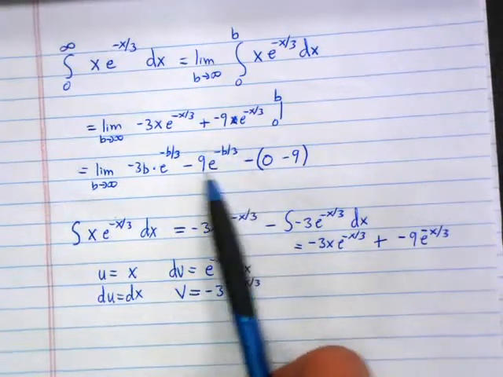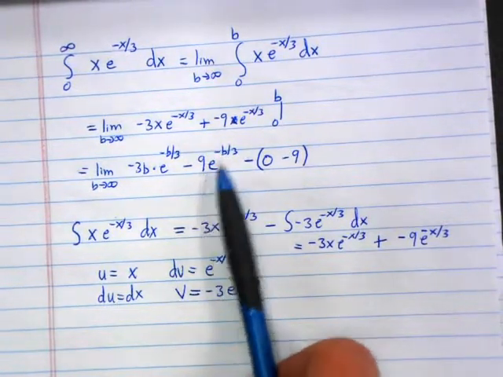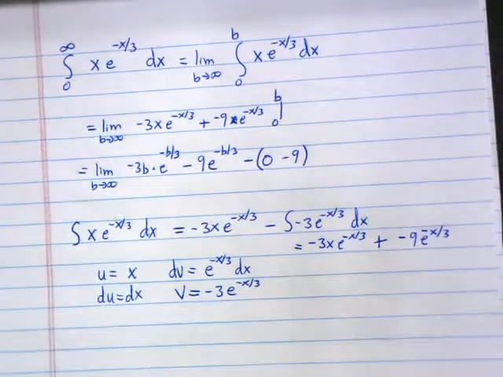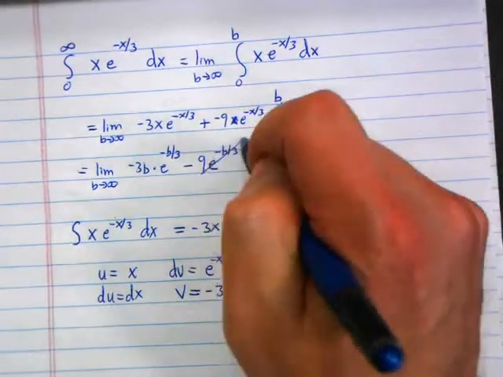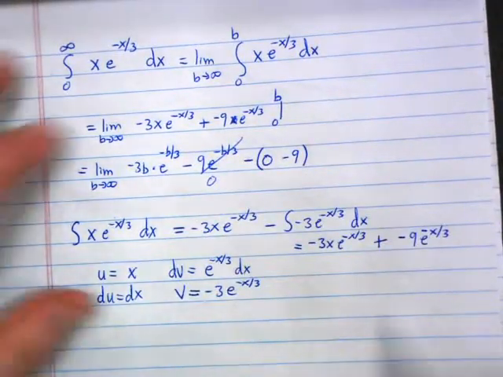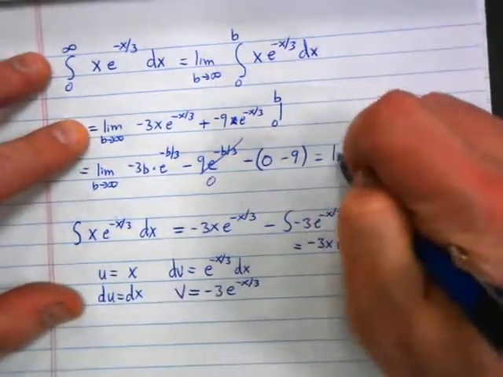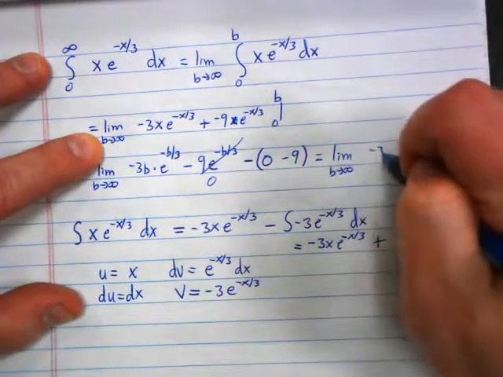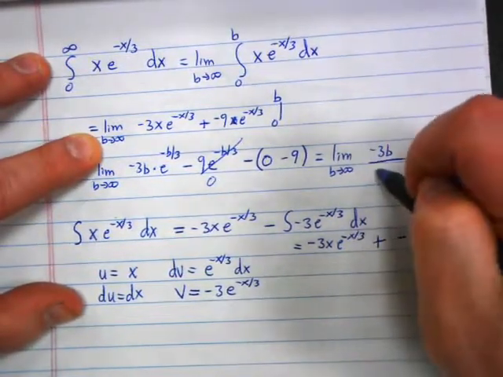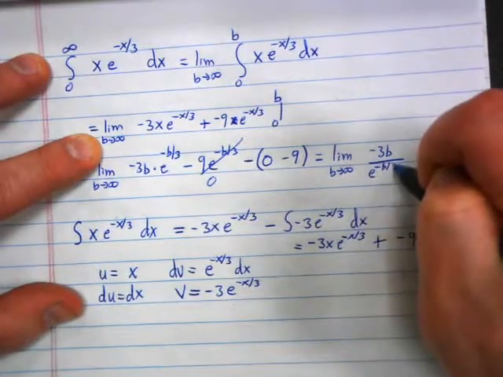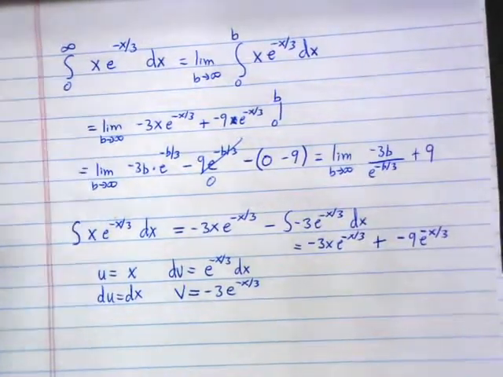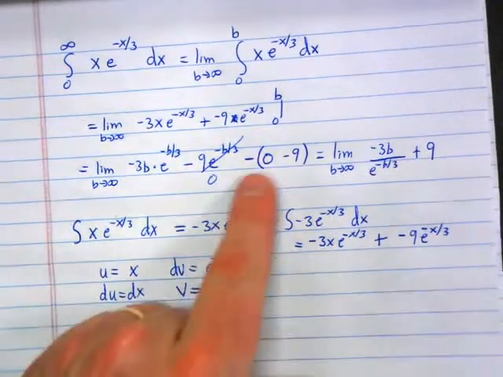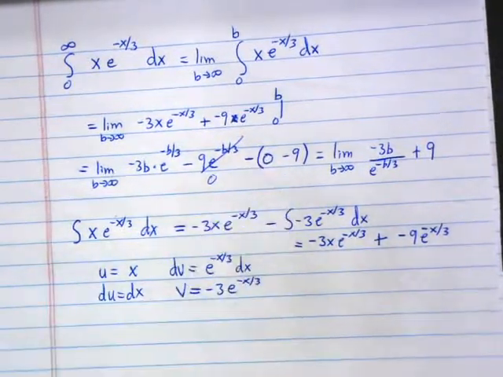What about this next one? 9e to the negative b over 3. What happens as b goes to infinity? That one's 0. All right, so this one's going to be 0. We're almost done. We've got the limit as b goes to infinity of negative 3b over e to the negative b over 3 plus 9. Forget about that minus and the minus 9 there, plus 9.